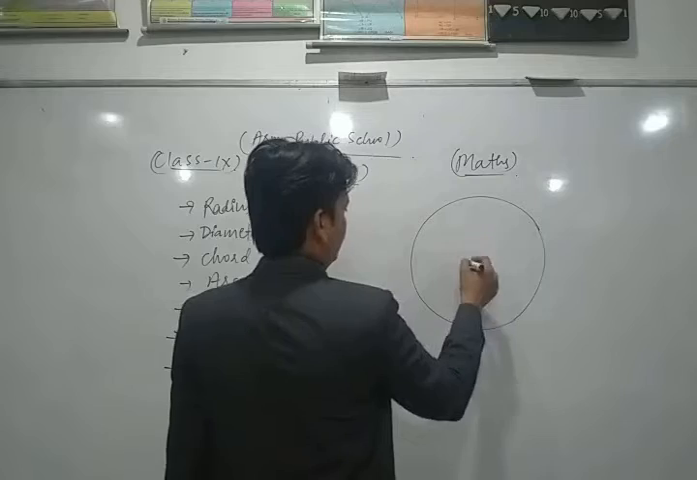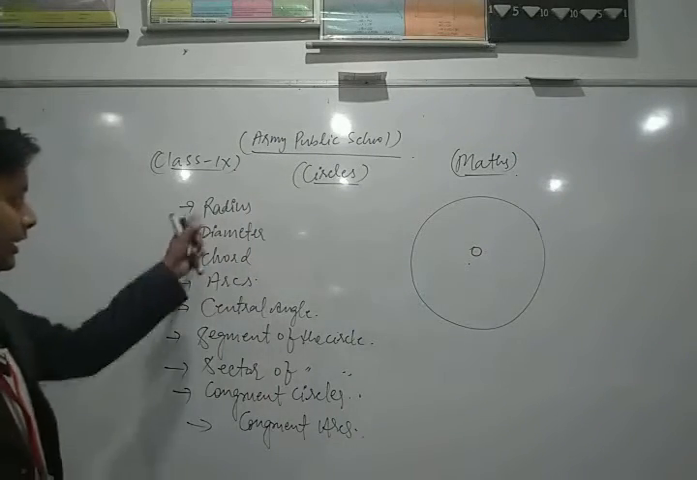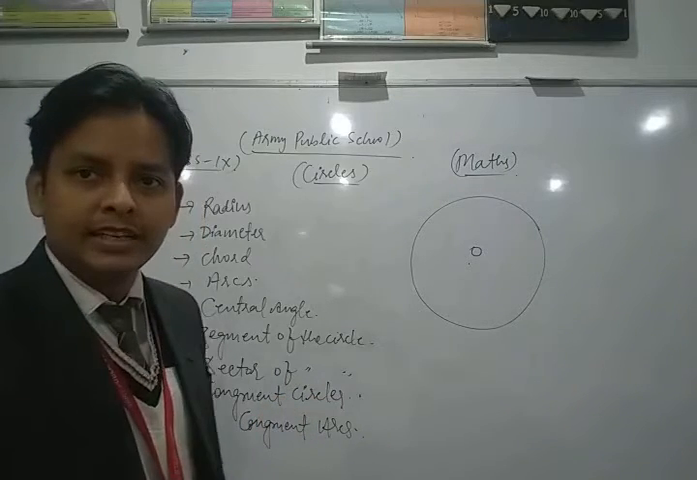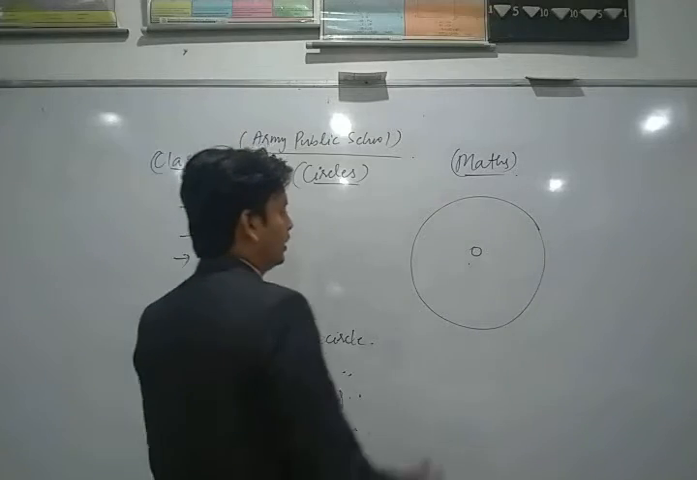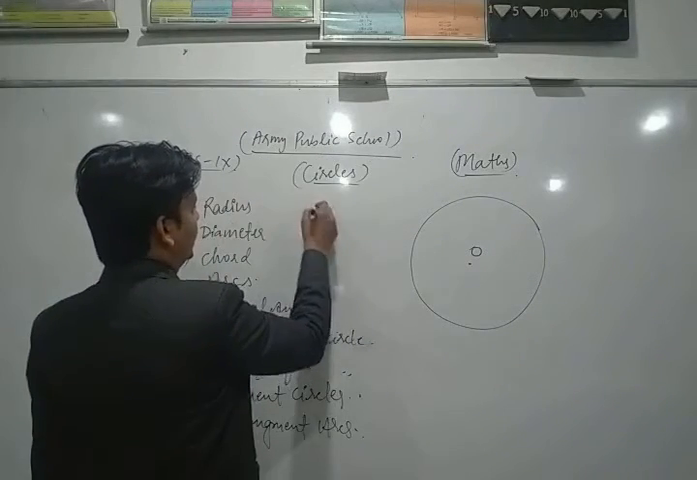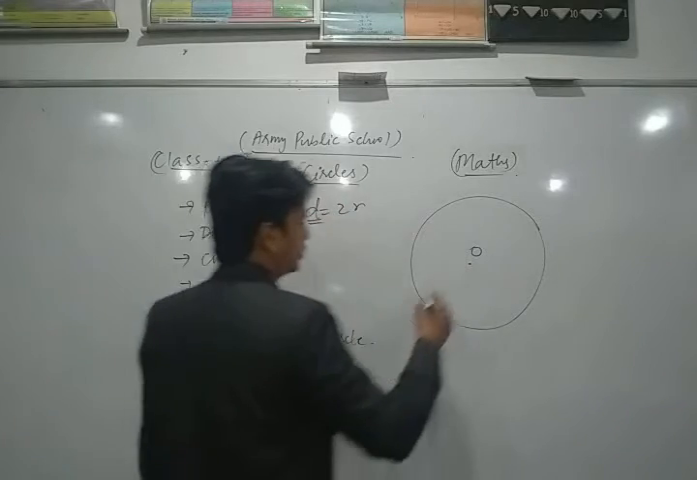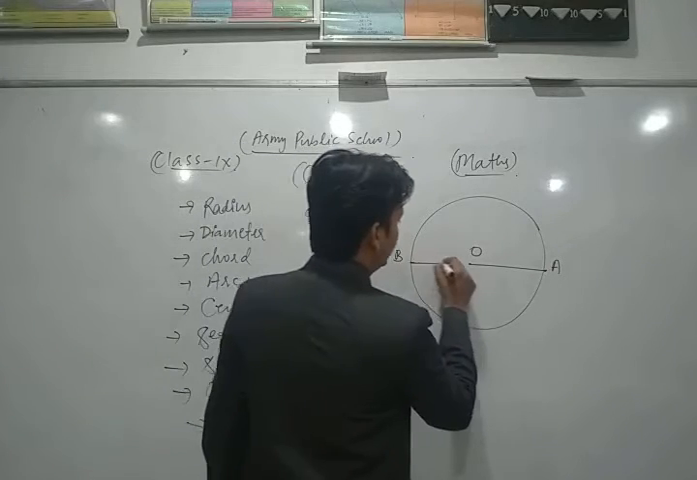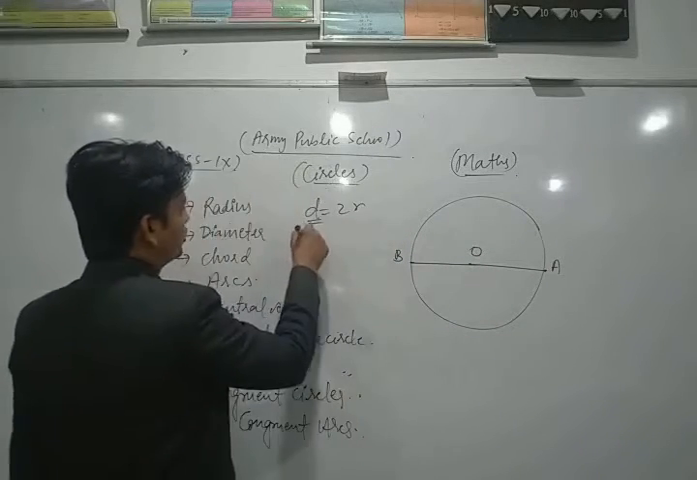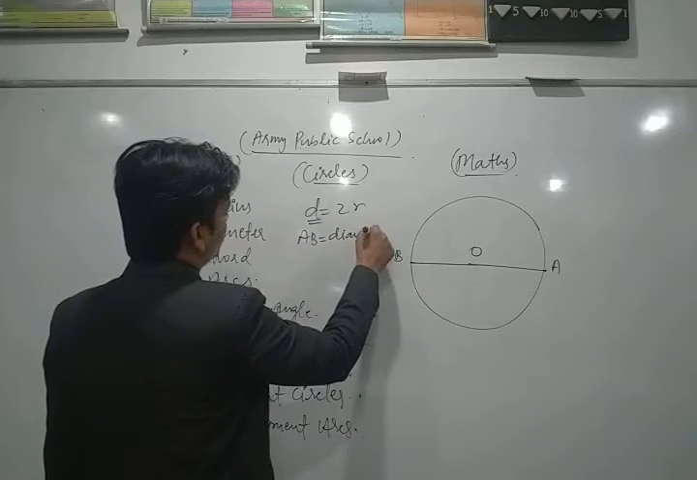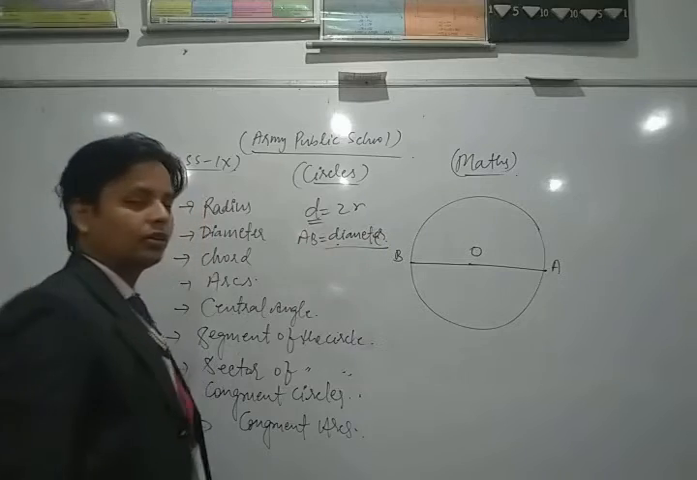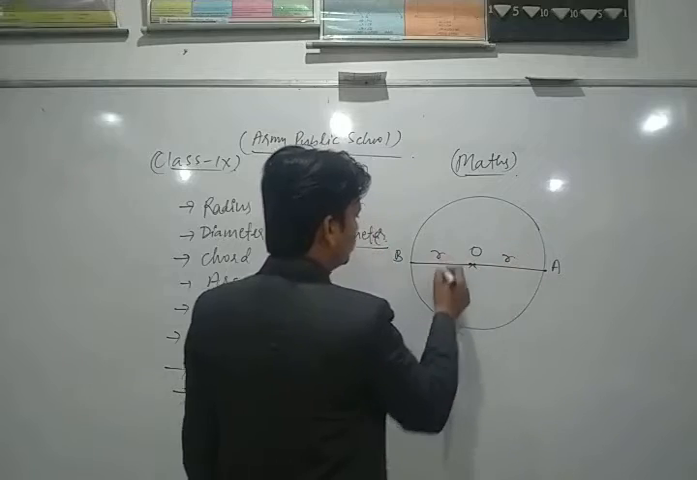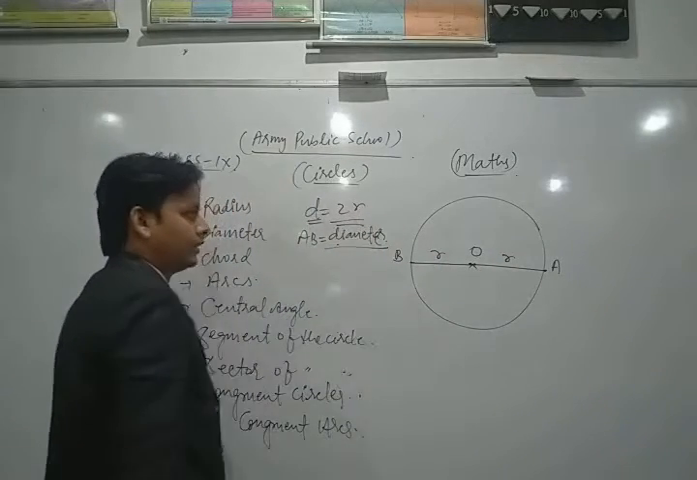Suppose that this is the circle, this is O, the center of the circle, and the radius is clear. The distance between the center and any point on the circle is called the radius. Now diameter: double the radius is called the diameter, and the diameter is denoted by D. Suppose that A is any point on the circle and B is another point, and if we join AB passing through O, here AB is your diameter of the circle, meaning double its radius. OA is equal to OB is equal to the radius, so diameter AB is equal to 2r.